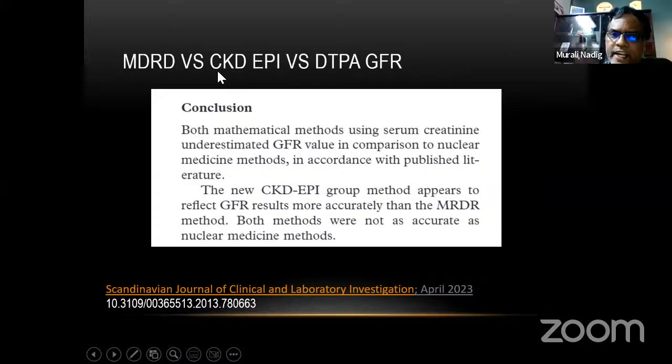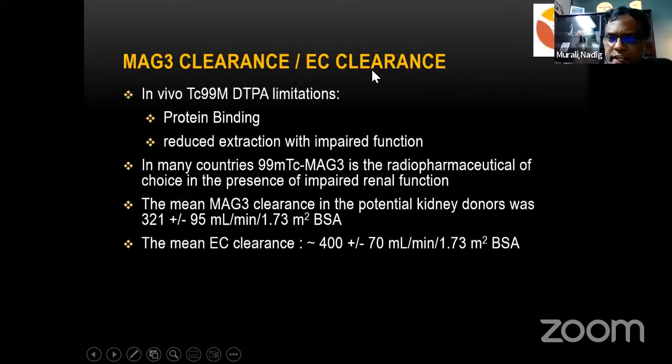And it is known that CKD-EPI or MDRD values are lesser than DTPA GFR. But again, in DTPA GFR, the in vitro method is superior to the in vivo method. And in the in vivo method, protein binding or any injection related factors will definitely affect.